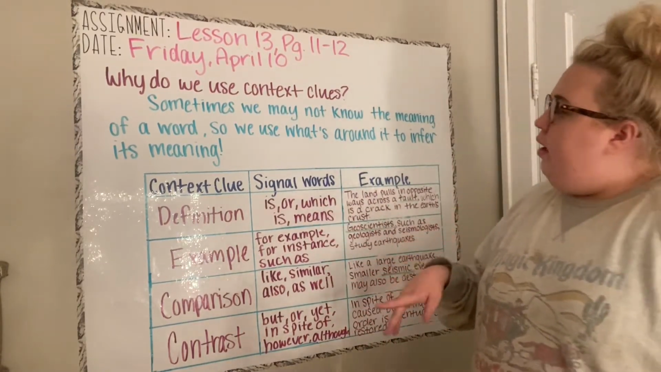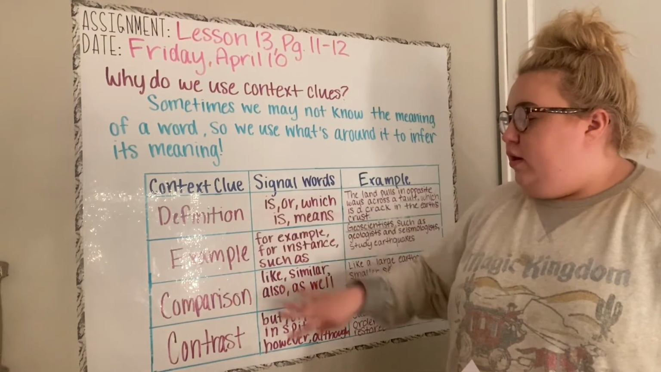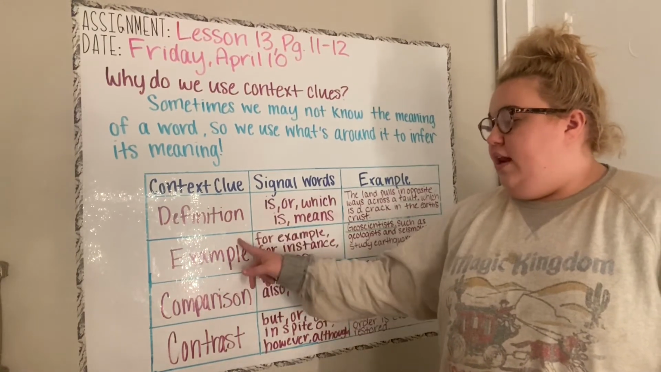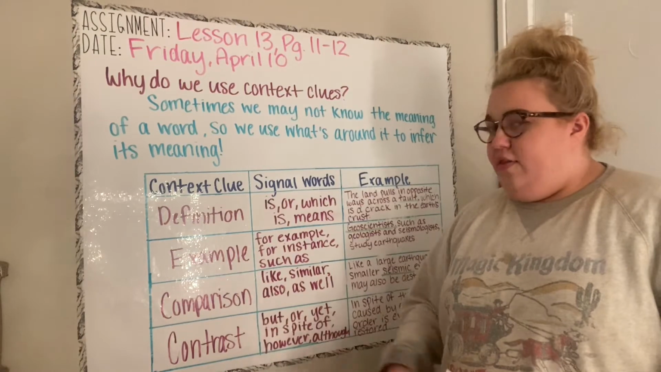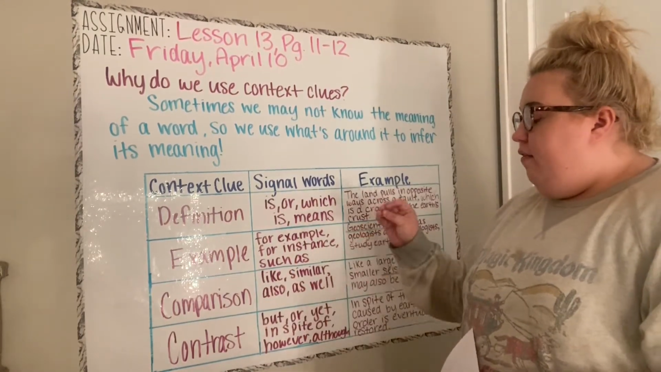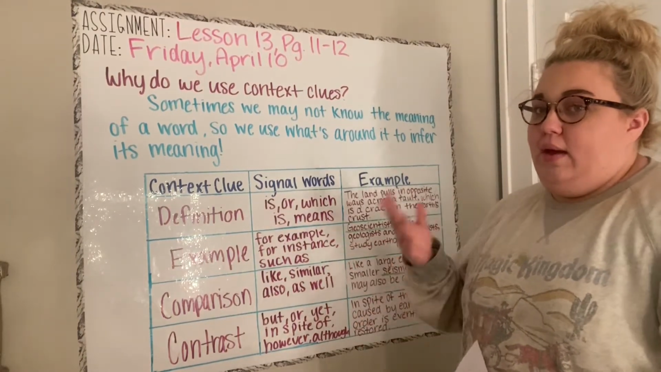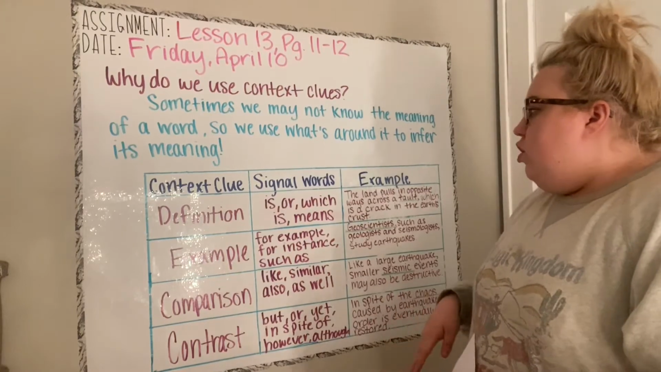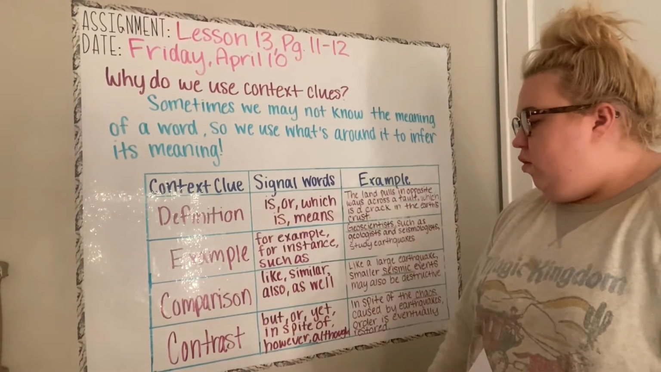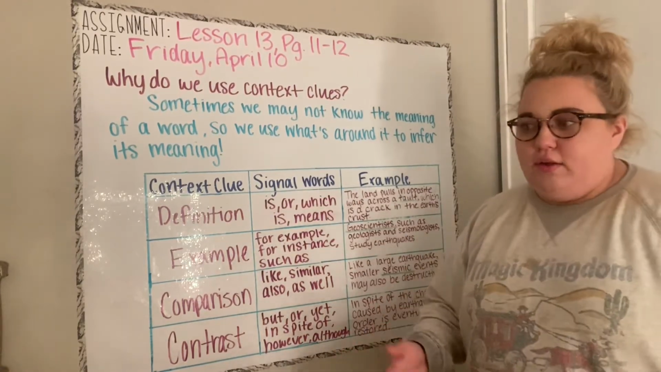So if we look at the chart here, there are 4 different types of context clues that we're looking at. The first one is definition, then example, then comparison, then contrast. These are 4 different ways that we can find out what a word means without just looking it up. By looking at everything around it, we can find out what a word means. For all of them, there are some signal words that will let us know that it's about to tell us what it means in an indirect way.